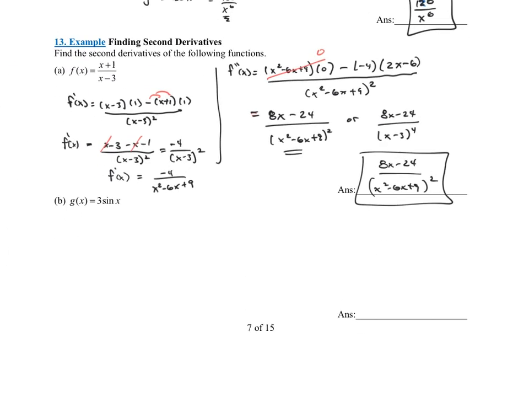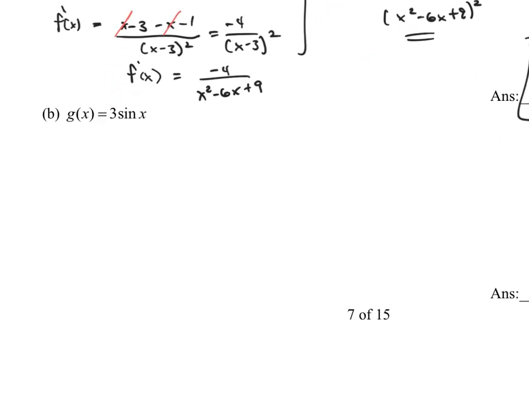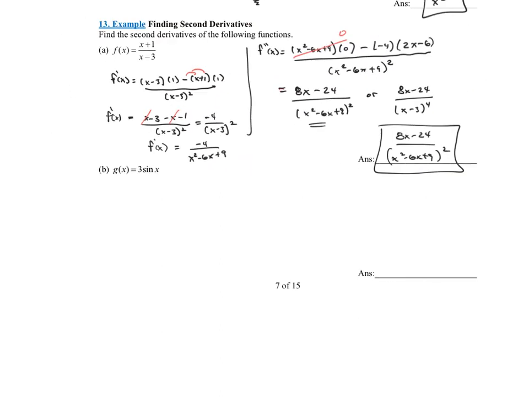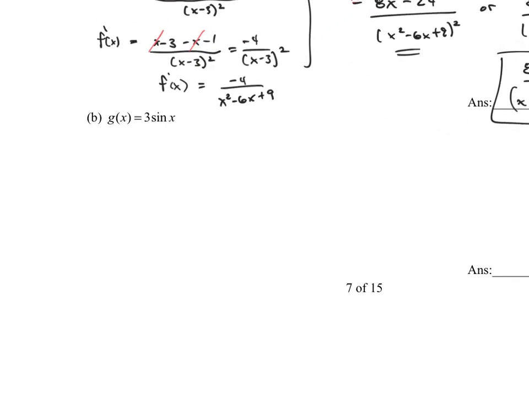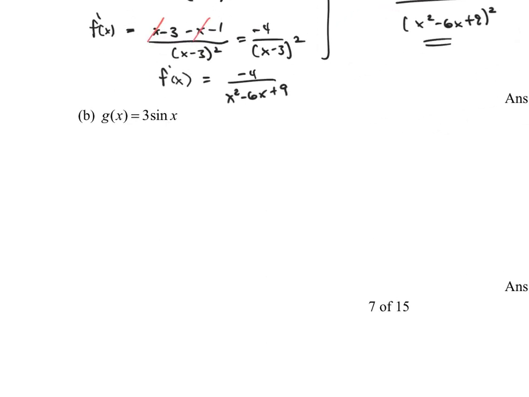Okay. Let's look at B here. g of x equals 3 sine of x. Again, it is asking for the second derivative of this function. So let's go in and find the first derivative of this function. The derivative of 3 sine x would be 3 times the derivative of sine of x. The derivative of sine of x is cosine of x.